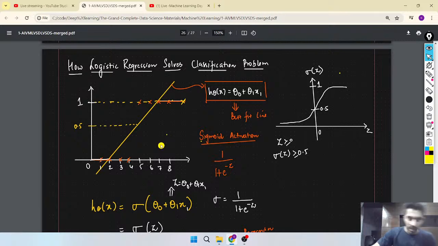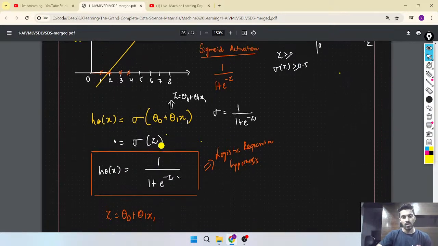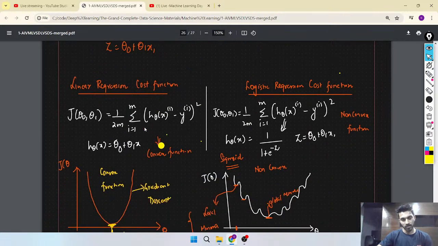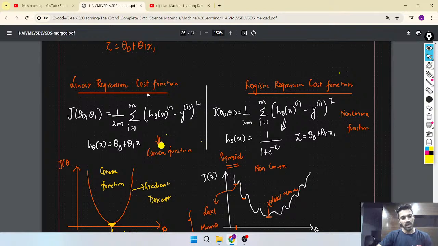So the curve is not impacted by outliers if you apply a sigmoid curve. This is the sigmoid function: 1 upon 1 plus e raised to the power of minus z. Now the cost function. In linear regression we apply this error function: h of theta x, the predicted value, minus the actual value, whole square. The logistic regression cost function is similar, but we do not apply this one.